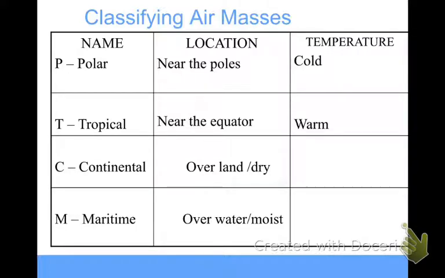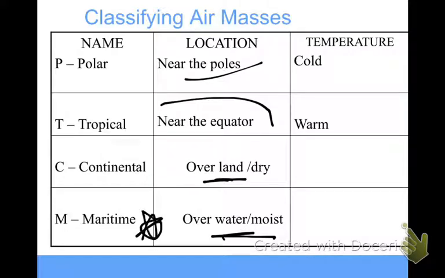Like if you know polar means it's near the poles, don't write that down, okay? If you know that tropical means near the equator, don't write that down. If in your head it makes sense that continent means over land and that maritime means water or moist, don't write that down. Now, a lot of you, the maritime is something you need to write down because that's probably not something most of you know. But write down the information you really need to write.